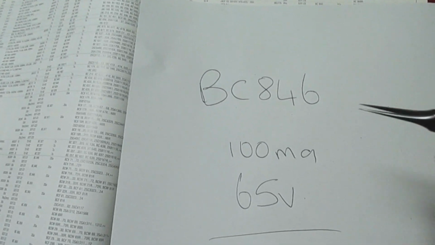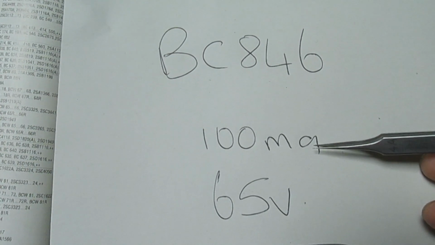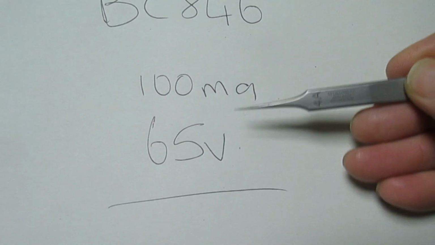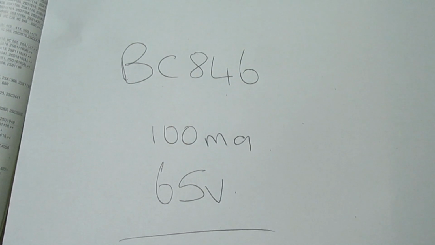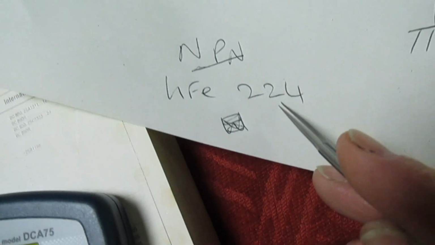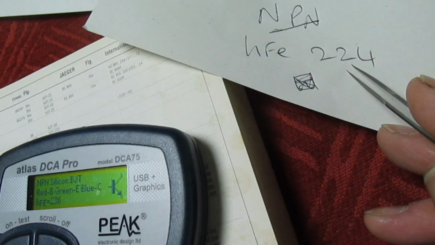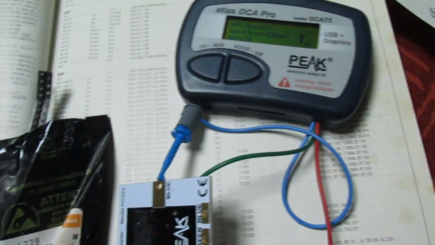Right, so using my equivalent book, I've settled on this as a part that could very well be suitable, a BC846, maximum collector current of 100 milliamp, which is fine because we're not going to be passing more than 30 milliamps, and 65 volt, which is more or less double the supply rail we've got. So I think a BC846 is going to be absolutely fine. Right, so that's the BC846, and we've got an HFE, a gain of 236, which is very, very close to the transistor that we took out, that seems to be working all right. So let's get that fitted in and see what happens.